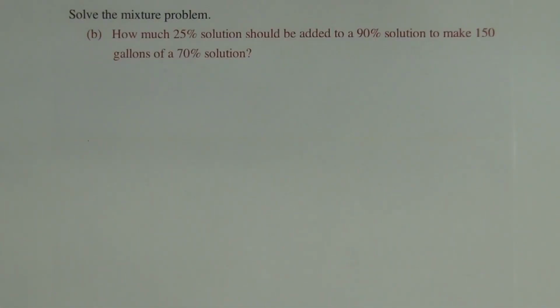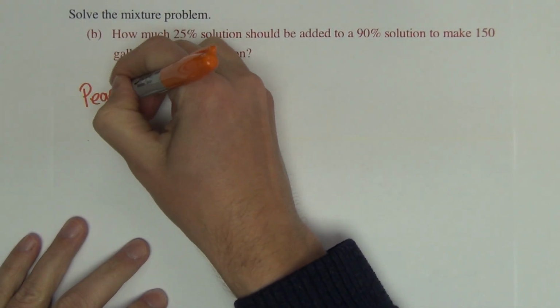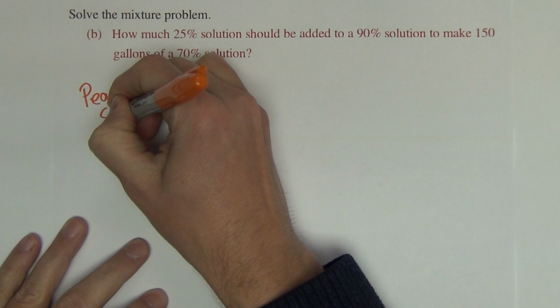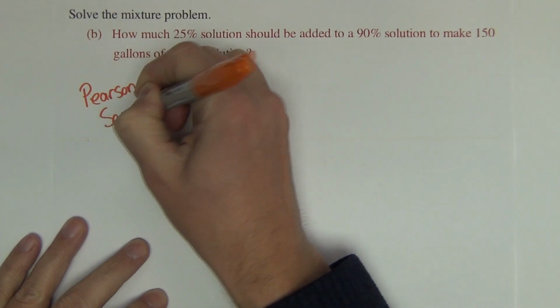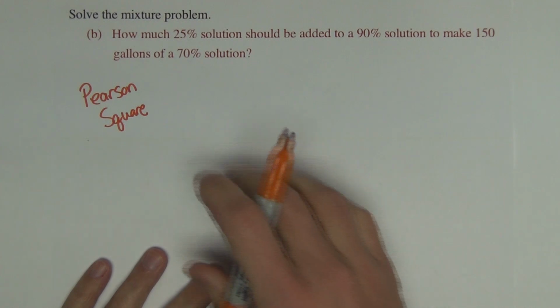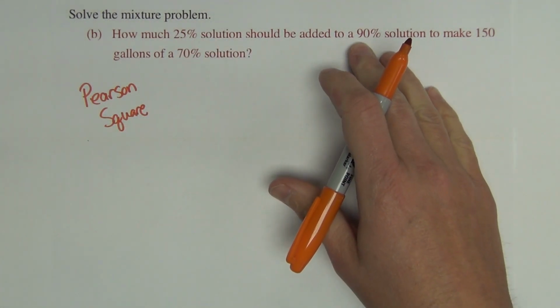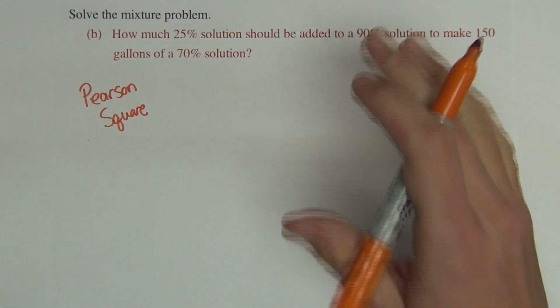Alright, in this other example, I'm going to show you the Pearson square technique. Let me write this down in case you want to look it up online. I'm going to show you Pearson square. Pearson square solves these mixture problems very easily. How much 25% should be added to 90% to make 150 gallons of 70%?